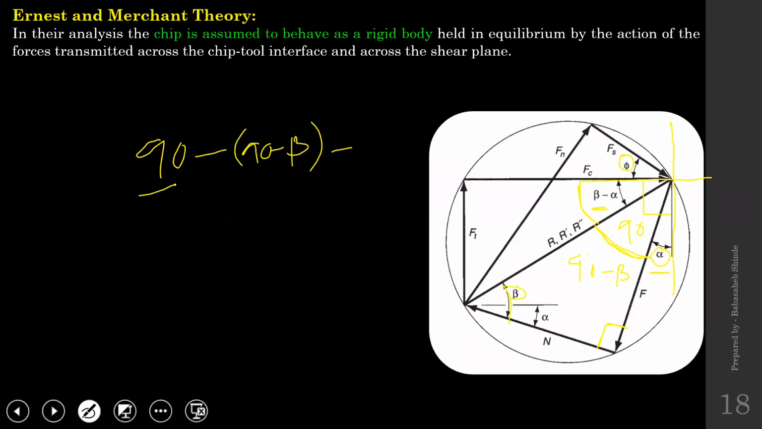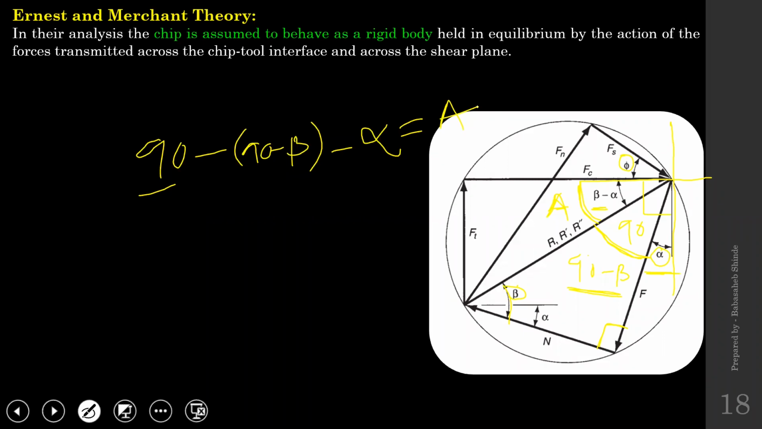The angle 90. Okay, I forgot to take this alpha also. So total 90, from that one we subtracted this 90 minus beta. We need to subtract this alpha also. So that will be 90 minus alpha, and remaining angle will be this one. Suppose we call it as A.